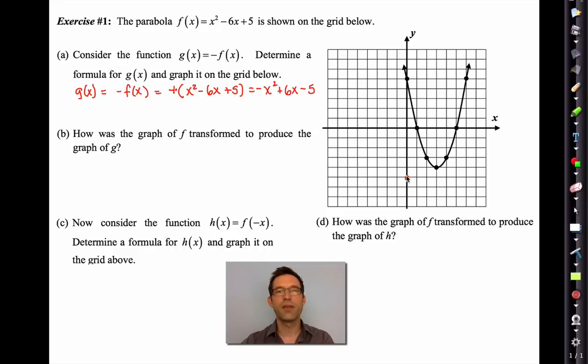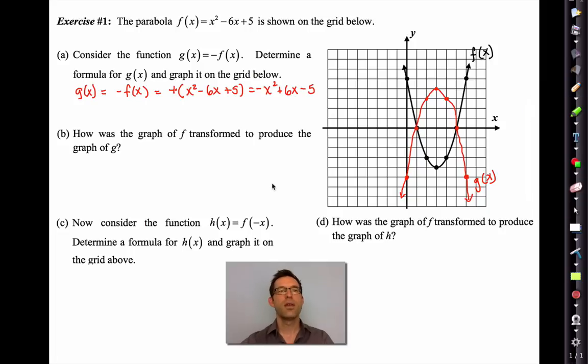We had 0, negative 5 on there. 1, 0 was on that graph. 2, 3. 3, 4. 4, 3. 5, 0. And 6, negative 5. So we get a graph that looks something like this. Let me label that as g of x. I'm going to label that first one, we'll put it in black, as f of x so that we just have it there.